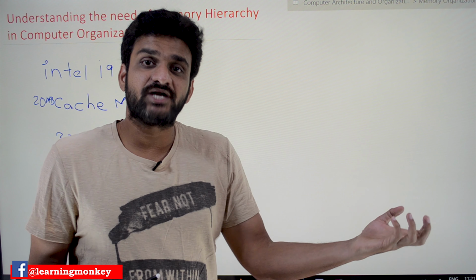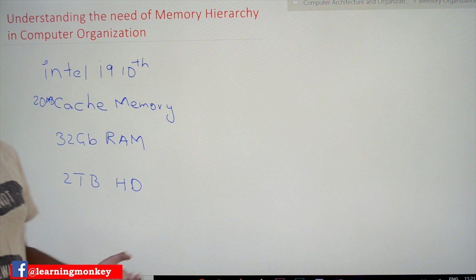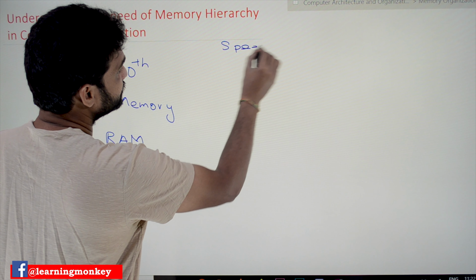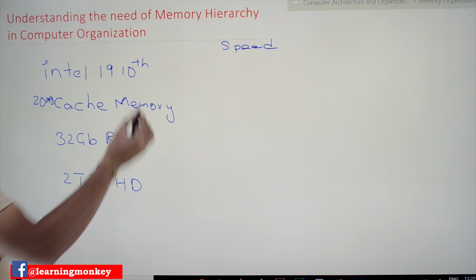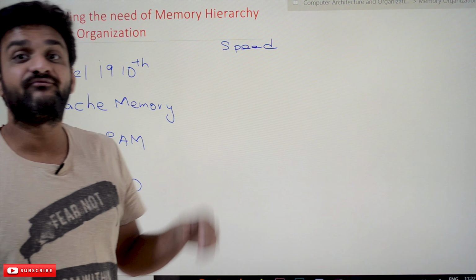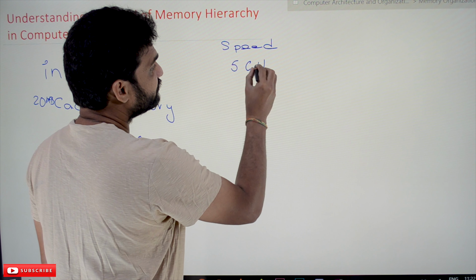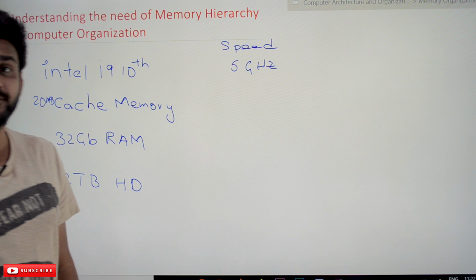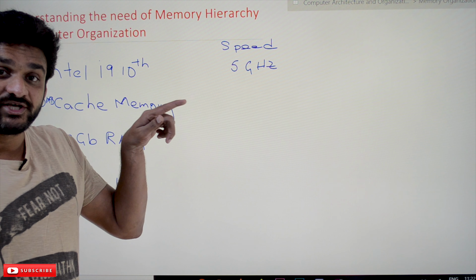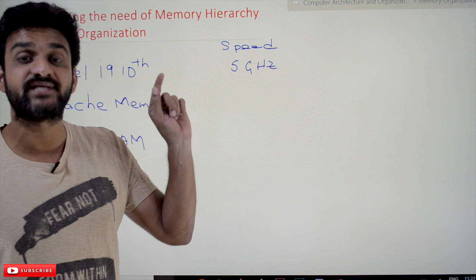So to understand that point, we will try to understand what are the speeds of these components. For example, if you take the speed of the processor these days, this processor works at a speed of 5 gigahertz. So what does that mean? Giga means 10 power 9, hertz means frequency. So it is going to generate 10 power 9 clock cycles per second.